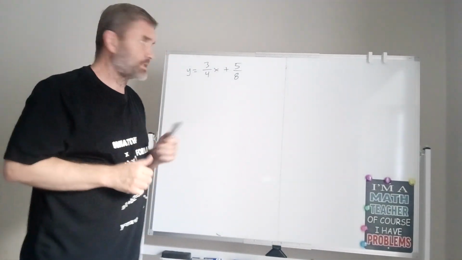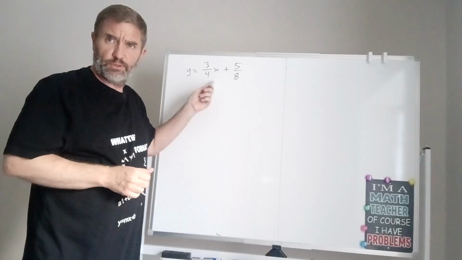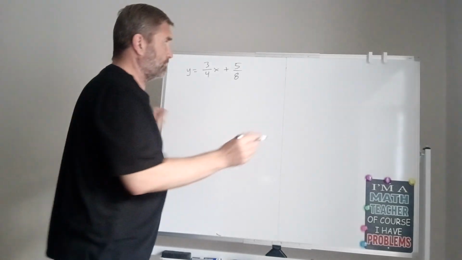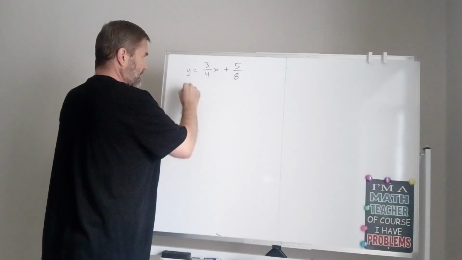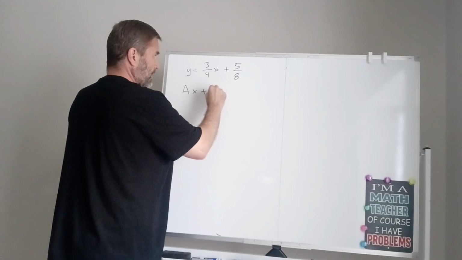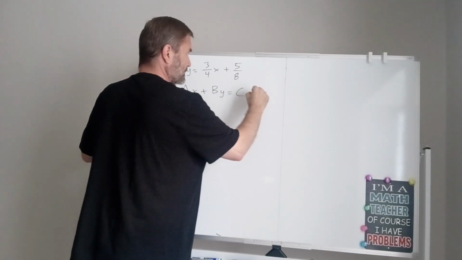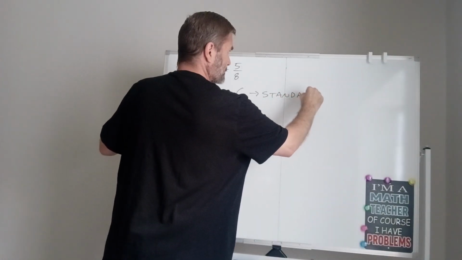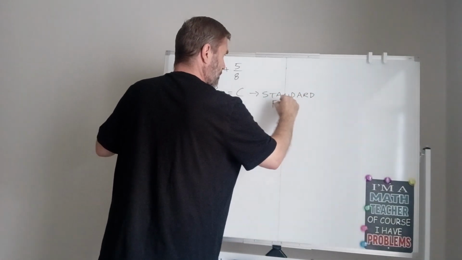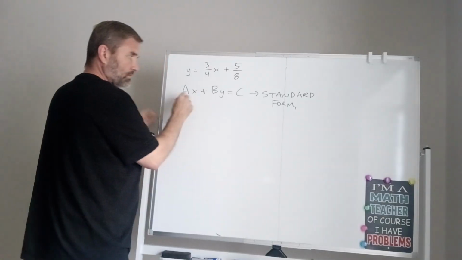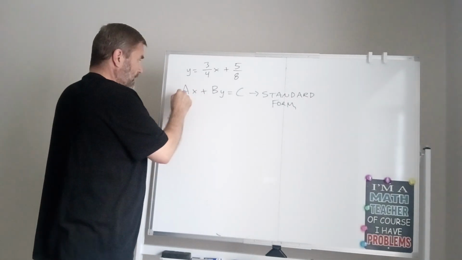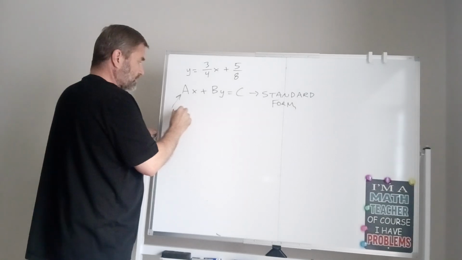Today we're going to go over how to take an equation in slope-intercept form and put it into standard form. So a couple things to remind you: standard form is ax plus by equals c. Key points here: first of all, x and y are on the same side. The a term comes first. A should be positive, greater than 0.